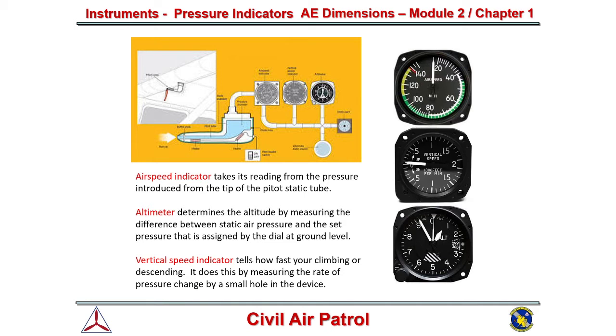This is similar to the altimeter. The difference is that there's actually a small hole in the device, and that lets air slowly come in and slowly go out, which gives you a slow movement of pressure instead of a very rapid, immediate pressure. And so what that does is it gives you your vertical speed. So if you want to hold a 500 feet per minute climb, you would want the needle to indicate 500.